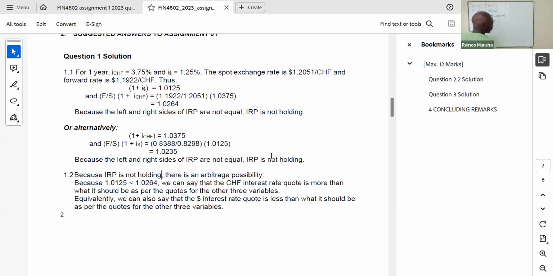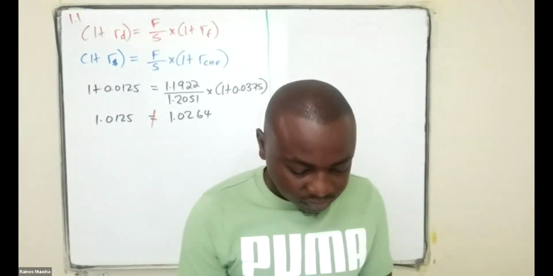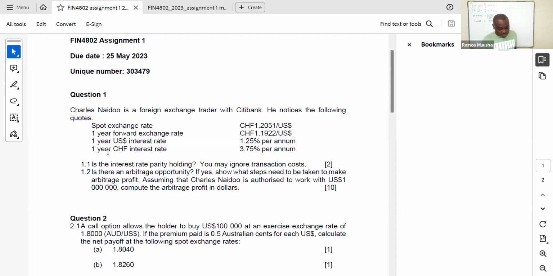So which means if the left-hand side is not equaling the right-hand side, it means what? The interest rate parity is not holding. Now, the second part of the question, they also ask, is there an arbitrage opportunity? And if yes, show what steps need to be taken to make arbitrage profit. Assuming Charles Naidu is authorized to work with US $1 million, compute the arbitrage profits in dollars as well.